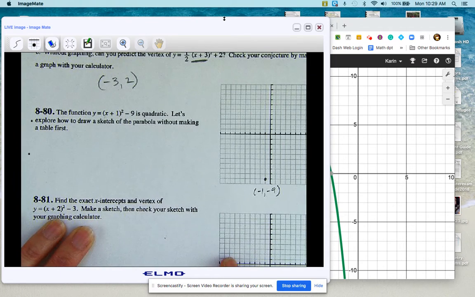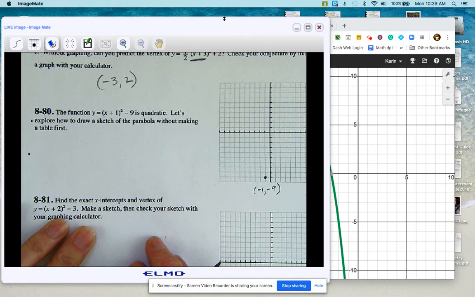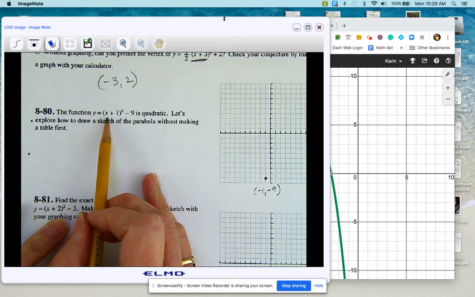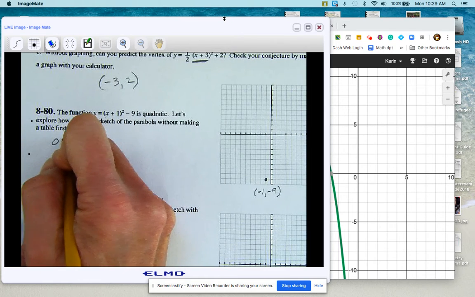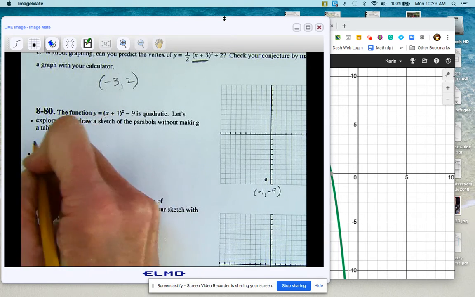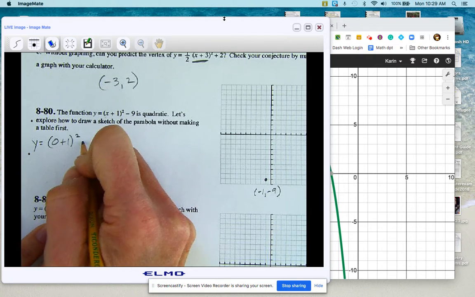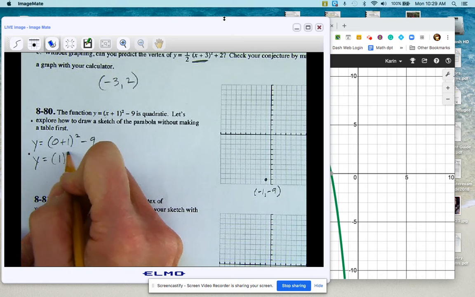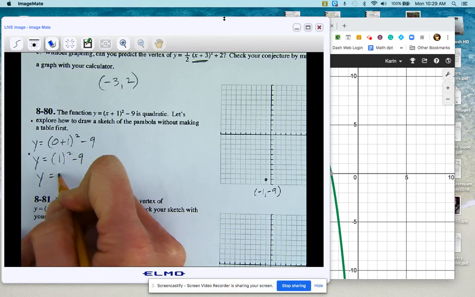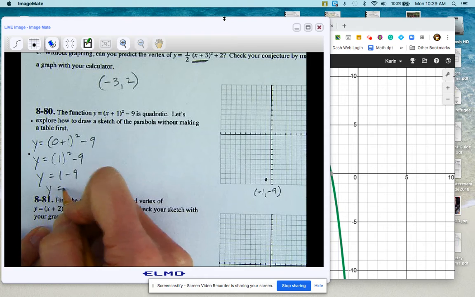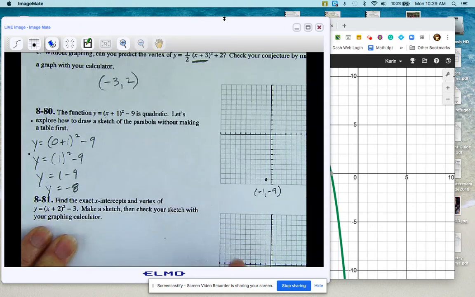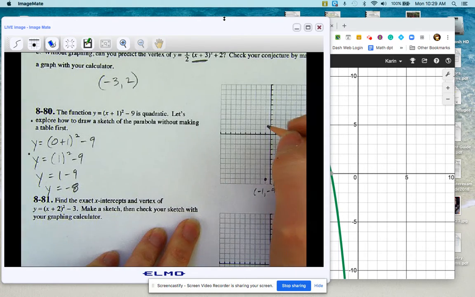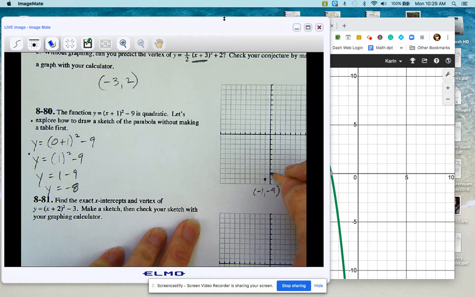Okay, what else do I want? I want my y-intercept. Now remember, the y-intercept happens when x is 0. So now I'm going to plug 0 in for x. What's 0 plus 1 squared? I'm going to try and find y when x is 0, minus 9. So 0 plus 1 is 1 squared, minus 9. 1 minus 9, y is going to be -8. Okay, so I'm going to go ahead and plot my y-intercept. So when x is 0, y is -8.